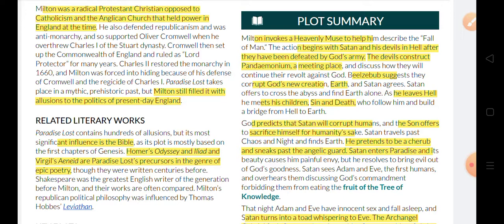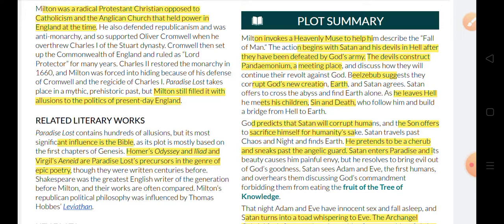The action begins with Satan and his devils in hell after they have been defeated by God's army, because they rebelled against God, and the devils then construct a Pandemonium. You can call this a capital in hell, a meeting place, and Beelzebub, second in command of the devils, gives the idea to corrupt God's new creation, that is earth. So they intended to corrupt the creation on earth.